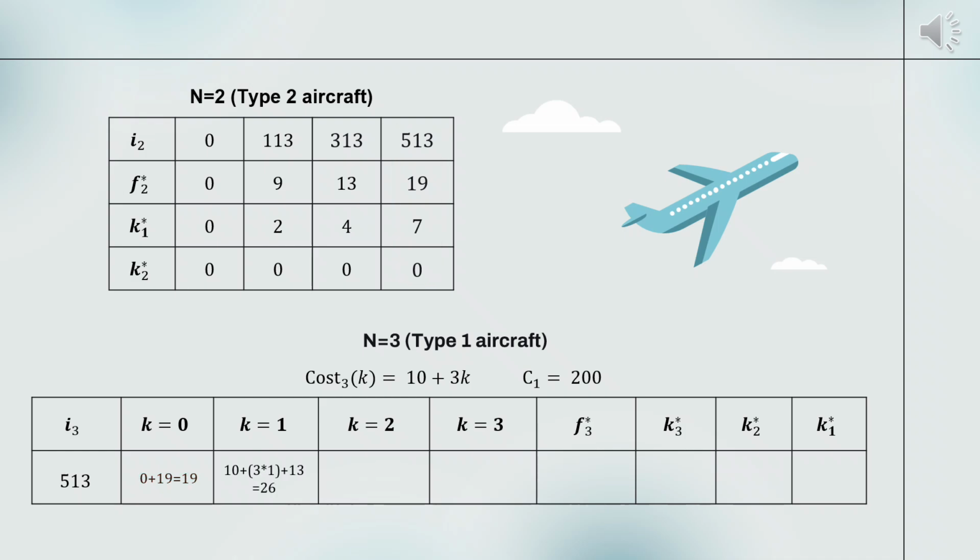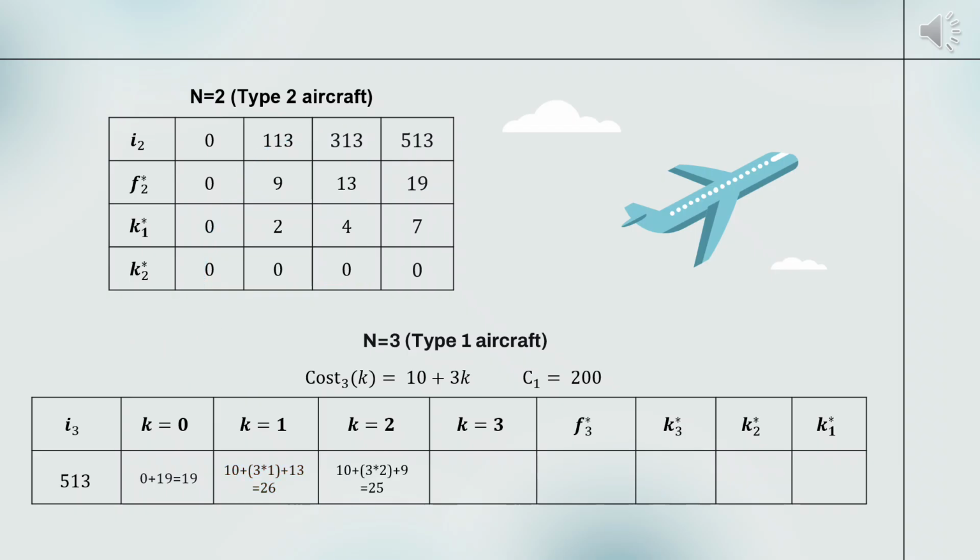In the case of allocating one Type 1 aircraft, the current cost according to the formula is 13. Given the 200 passenger capacity of this aircraft, 513 minus 200 equals 313 passengers remain for the next stage. Looking at the upper table, the optimal cost for 313 passengers is 13. As a result, the total cost will be 26.